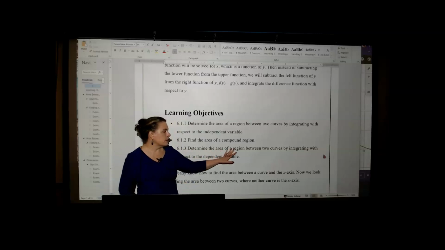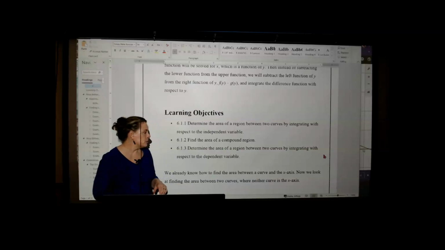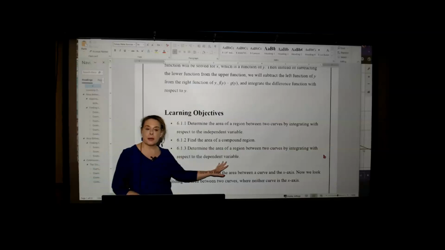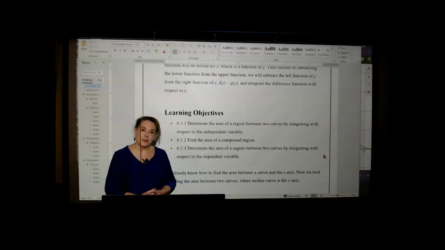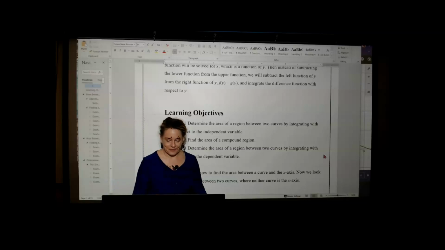Then we'll switch our attention to finding the area between two curves by integrating with respect to the dependent variable, the y, instead. Let me share my screen with you and we can get started.